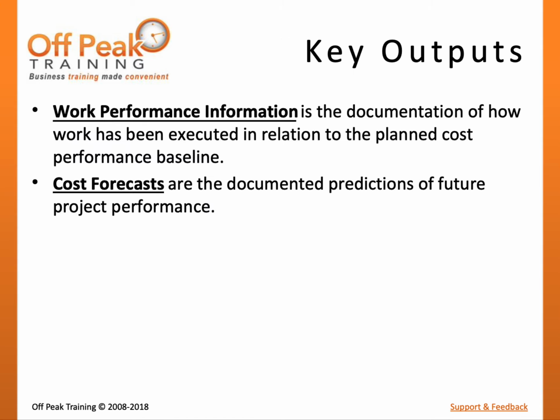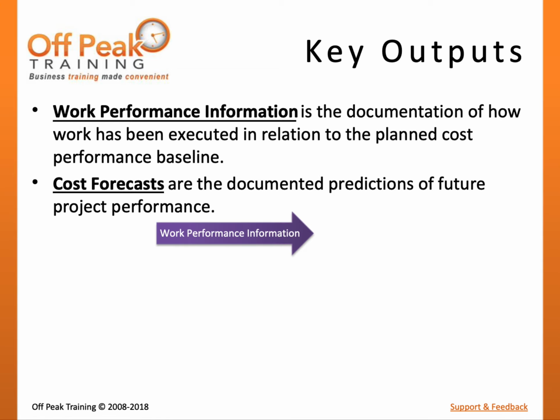There are three key outputs to the control cost process. Work performance information represents the documentation of how the project is performing relative to the approved plan. For example, it could describe that the project performance is consistent with the plan, that the project is over budget, or that the project is under budget.